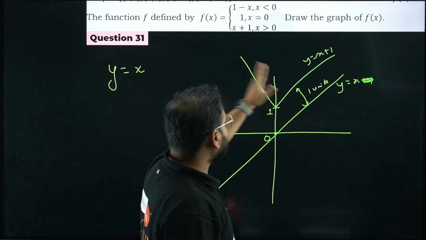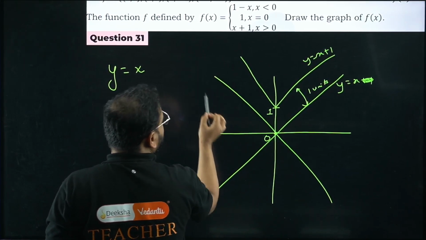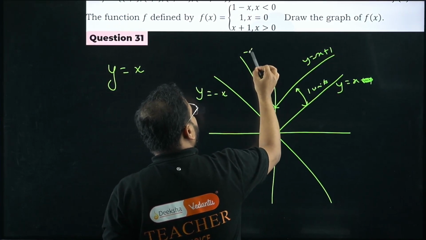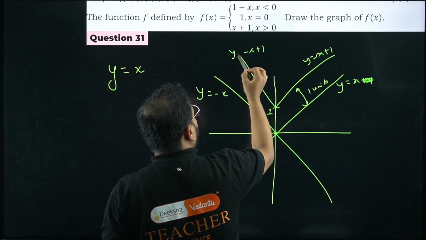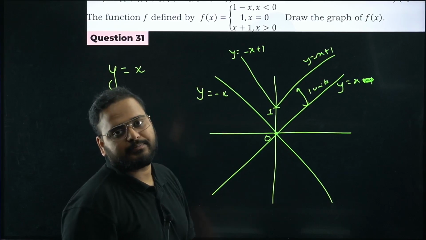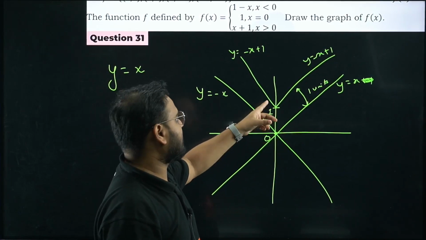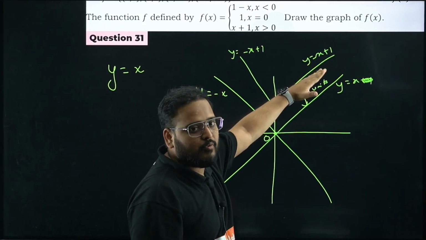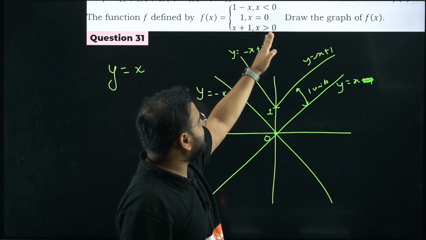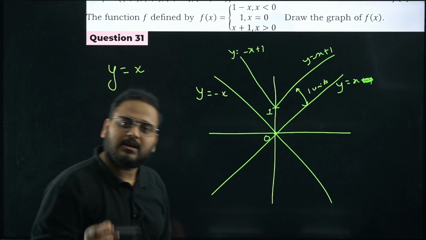Same thing here. 1 minus x: y equals minus x is this curve. Add 1 to it, and you get y equals minus x plus 1. The graph is moved up along the y axis by 1 unit. I will erase the two graphs, I just took them to explain. x plus 1, so moved up. Minus x plus 1, so moved up. Why two parts? Because after 0 the graph is x plus 1, and before 0 the graph is minus x plus 1. Clear? Okay.